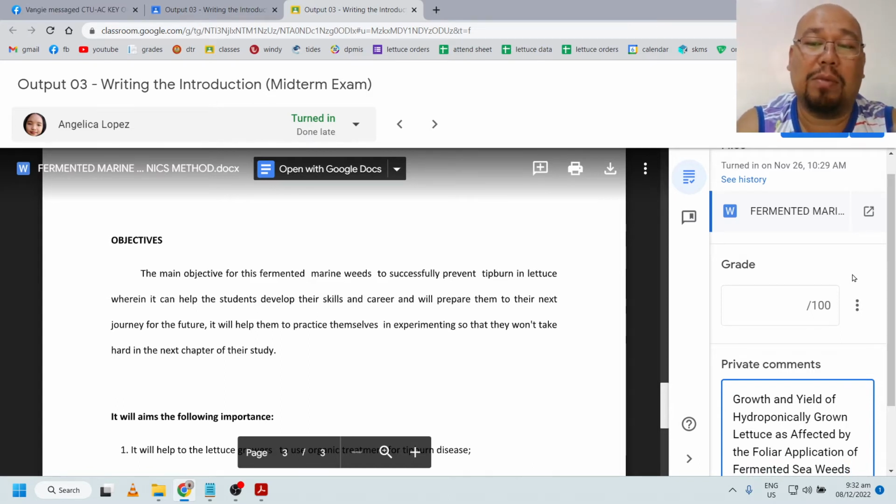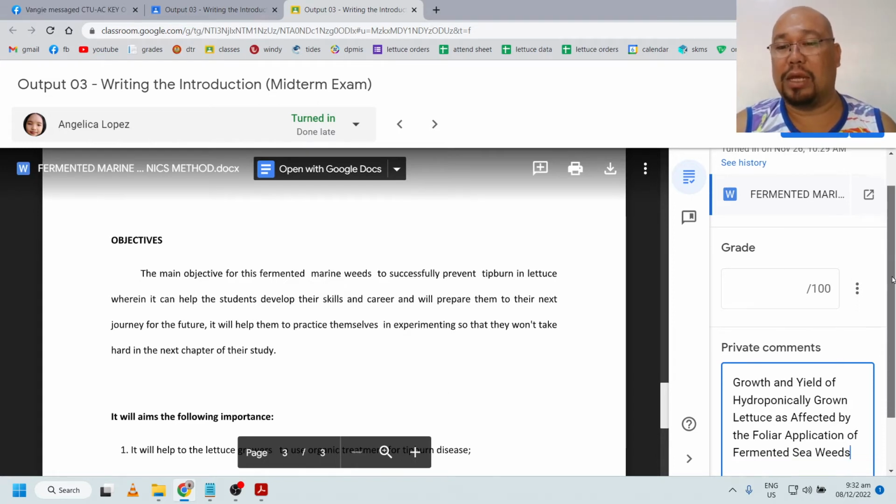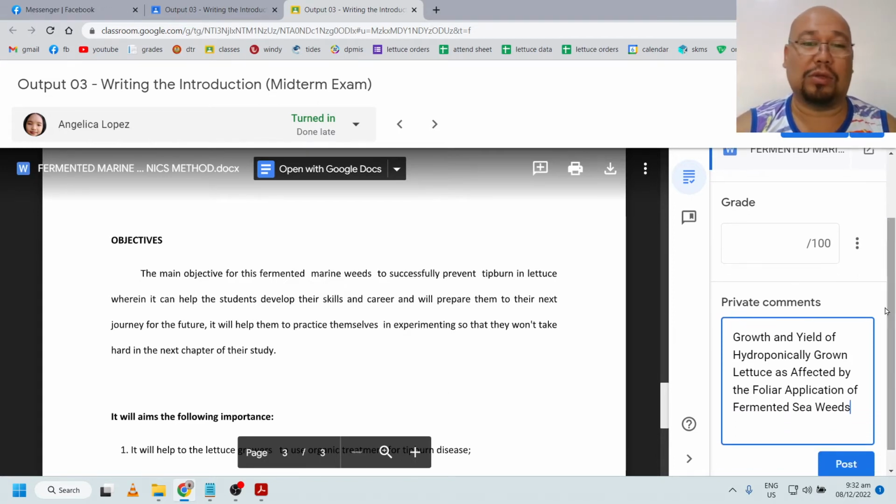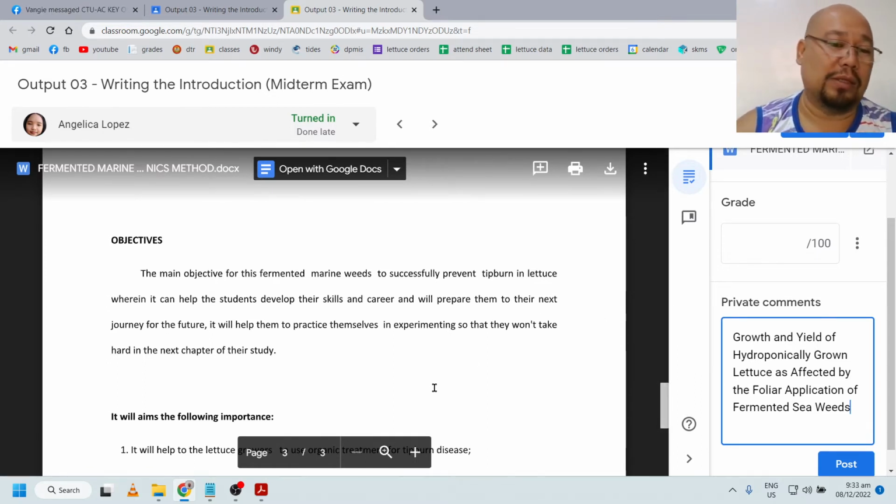So your title can be right now, again ha, the title is the last one nga ato ang buhaton. But right now, I'm looking at something like this. Growth and yield of hydroponically grown lettuce, as affected by the foliar application of fermented seaweeds, something like that. But try to be specific unsa nga seaweeds. Mas maayo og scientific name, including the scientific name of the lettuce.